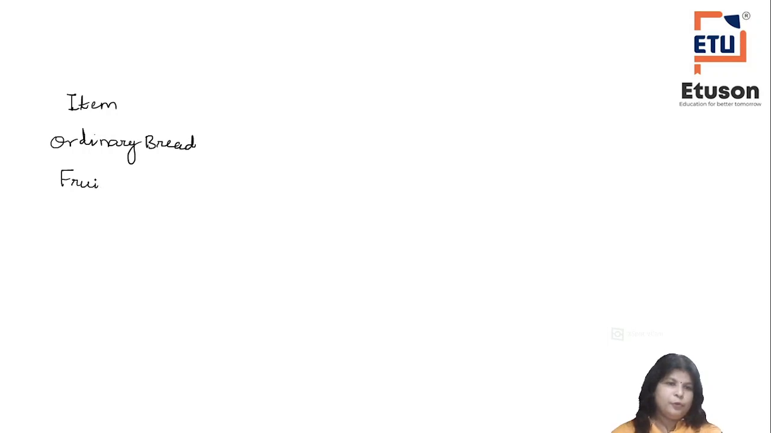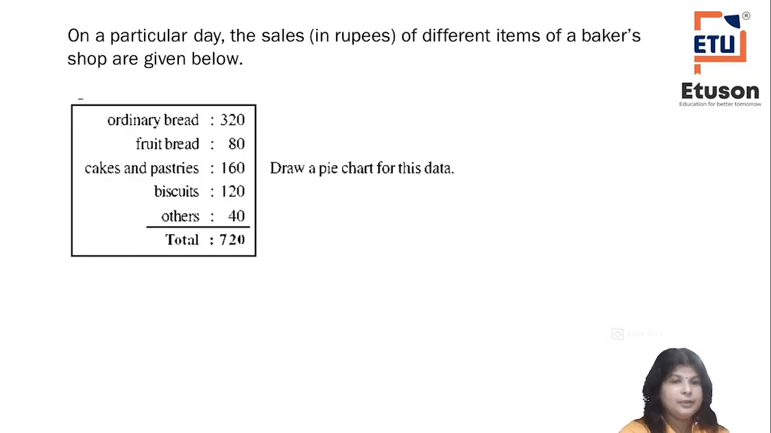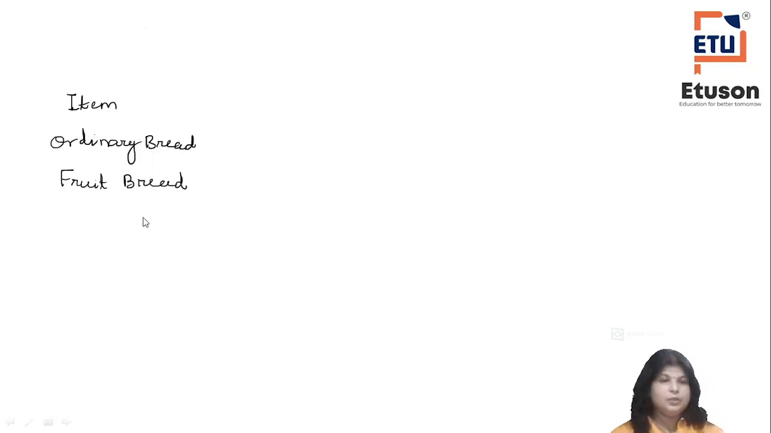Okay. So let us write down the table first. First you have to list down the items. So you have ordinary bread, then you have fruit bread, then cakes and pastries, biscuit and others. Let me first write down the items, then only we will go to the numbers.